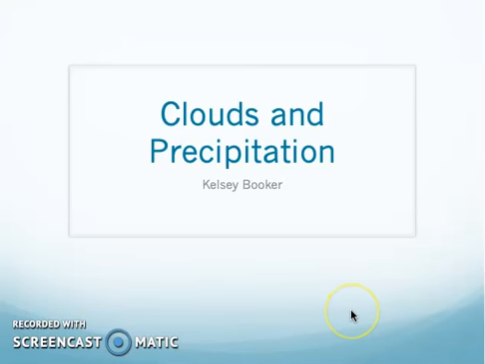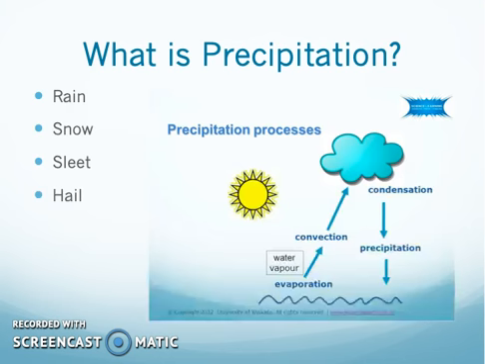Clouds and precipitation. What is precipitation? Precipitation is a process of water rising into the clouds, and it is anything coming out of the clouds and falling down. So, precipitation is basically rain, snow, sleet, and hail. These are all precipitation, even frozen water.